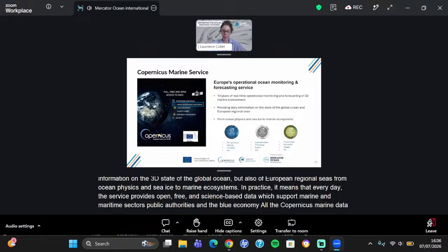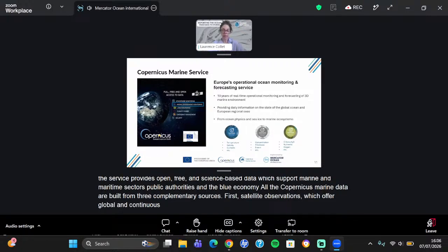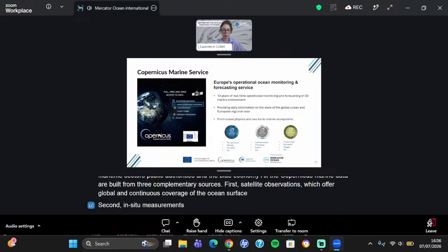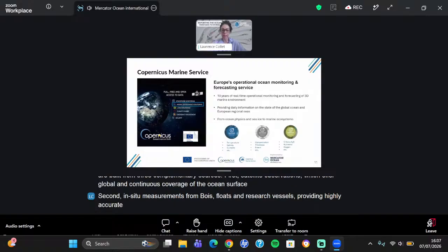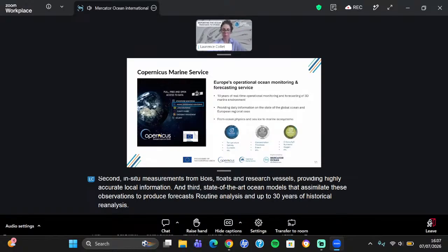All the Copernicus marine data are built from three complementary sources. First, satellite observations, which offer global and continuous coverage of the ocean surface. Second, in situ measurements from buoys, floats, and research vessels, providing highly accurate local information. And third, state-of-the-art ocean models that assimilate these observations to produce forecasts, routine analysis, and up to 30 years of historical reanalysis. So this data spans what we call the blue, the white, and the green ocean.